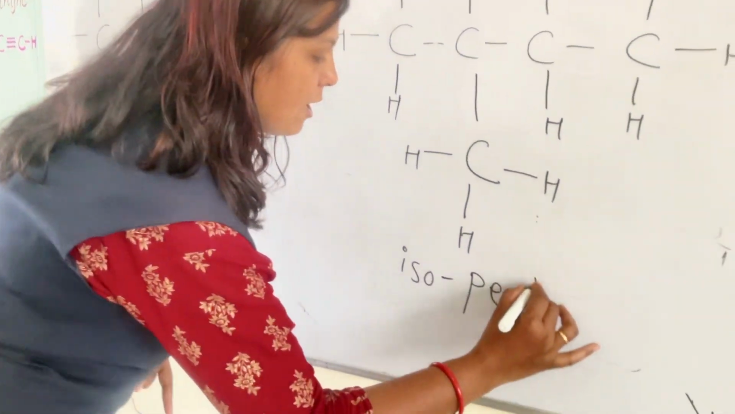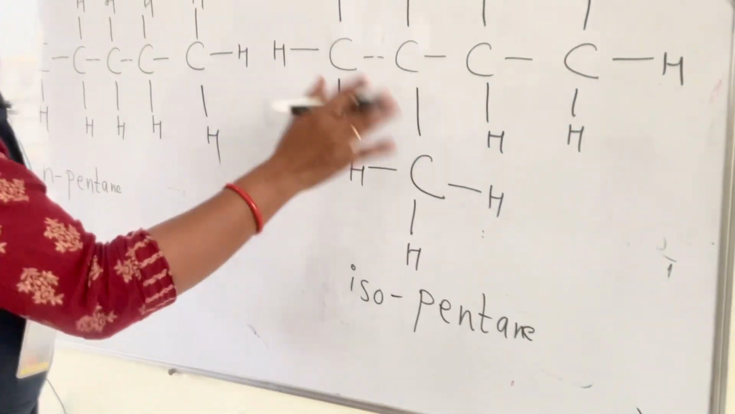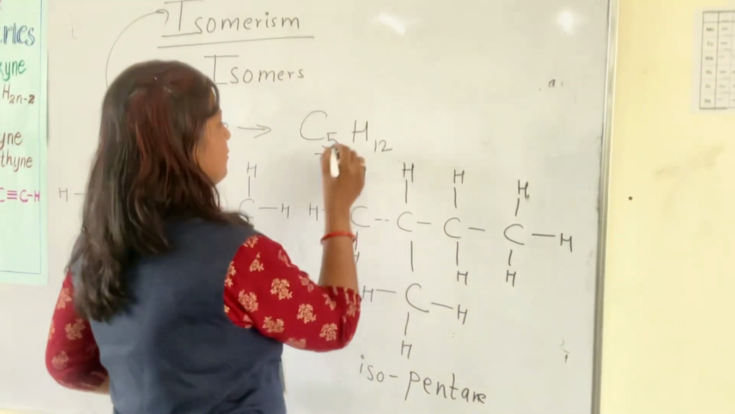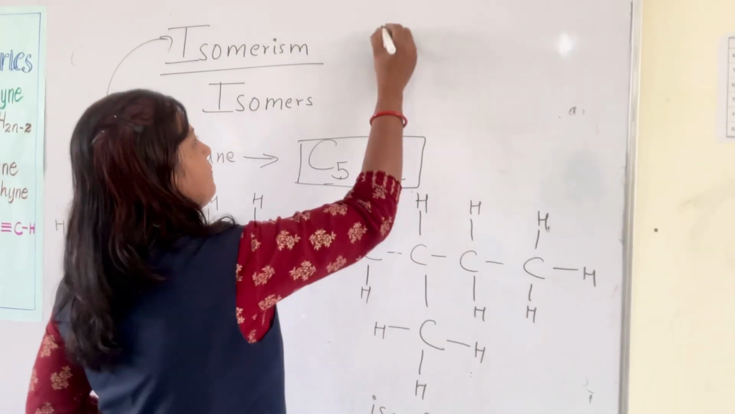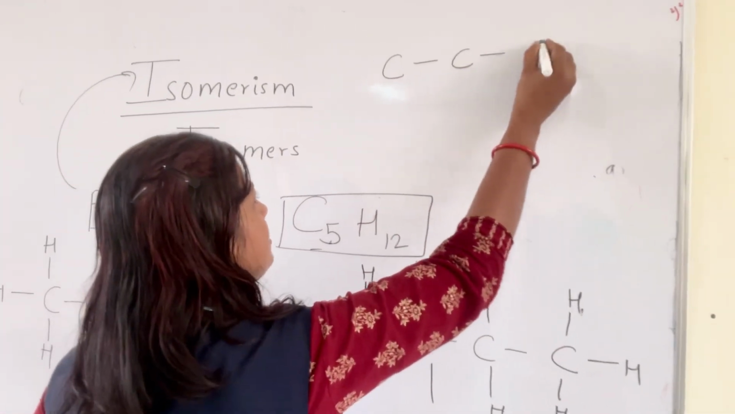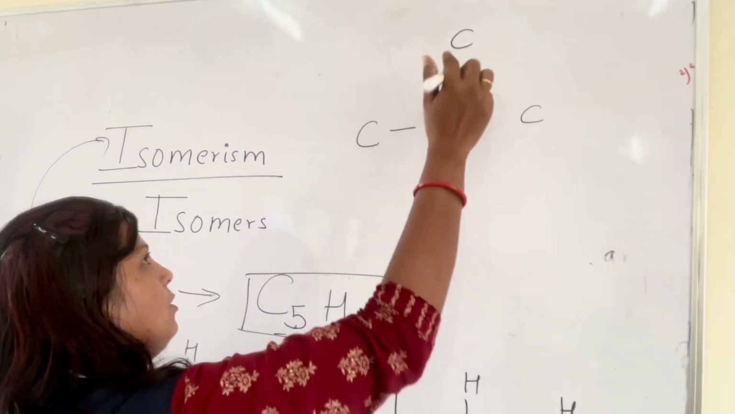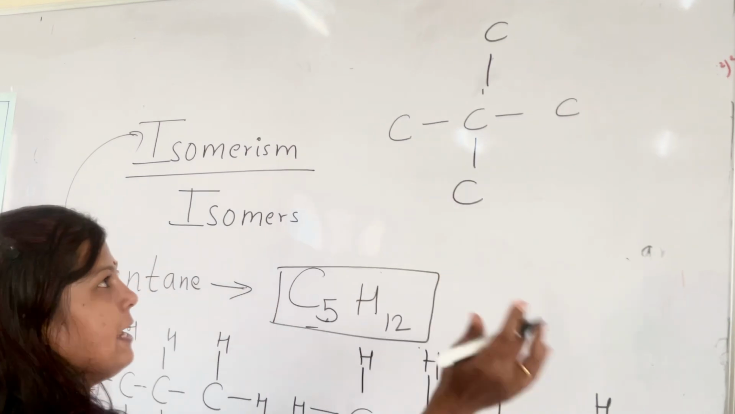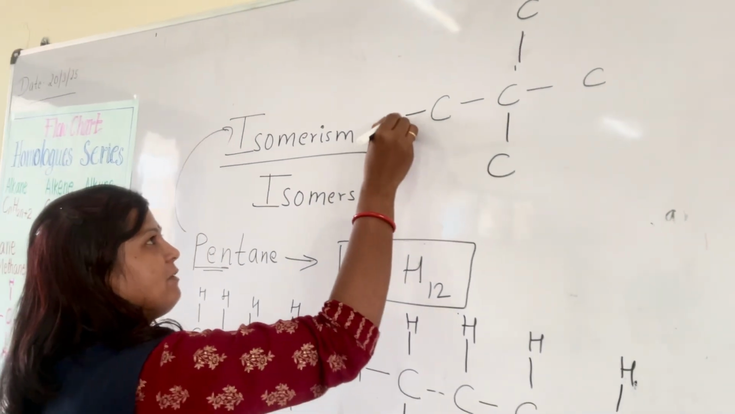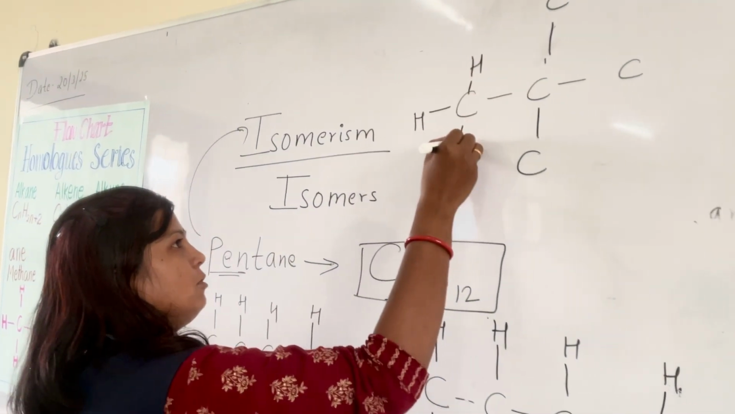Isopentane. Now we will go for another structure. Same pentane. What is the formula? C5. We will take 1, 2, 3. One up, one down. One up, one down. This satisfies with hydrogen.